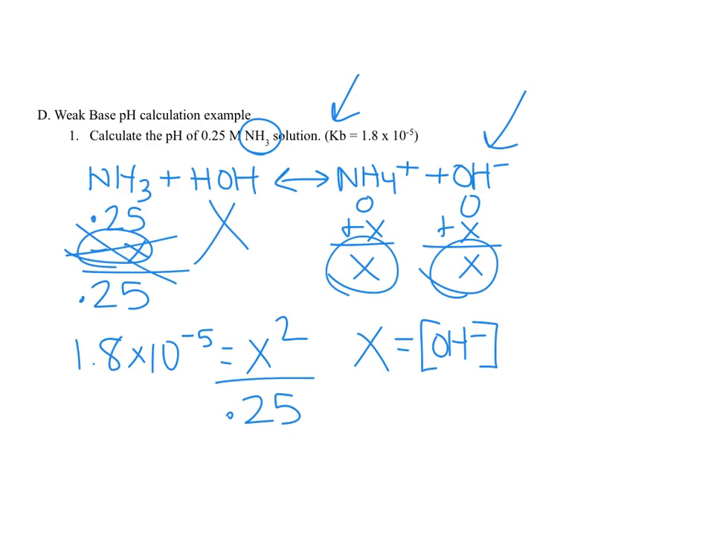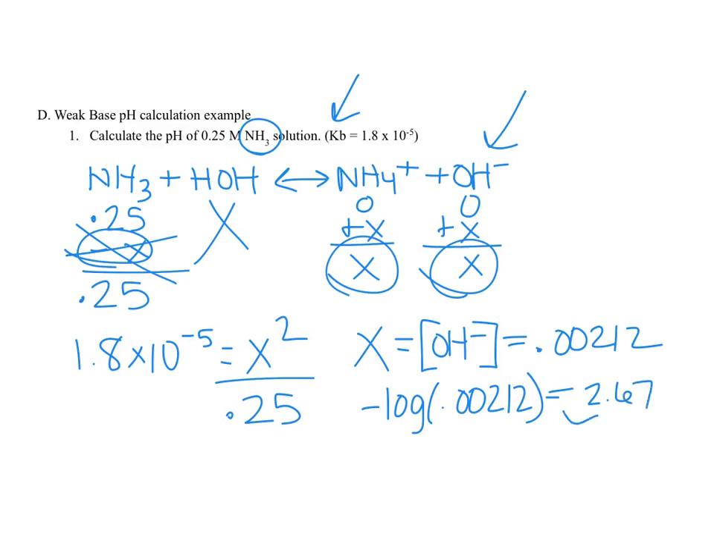So when I solve for that number, and it's 0.00212, when I negative log that number, it gives me 2.67, that's my pOH value. So you're not finished yet. Anytime you are calculating the pH of a weak base, you have an extra step at the end where you have to subtract it from 14. So 14 minus 2.67 will give me a pH of 11.3.